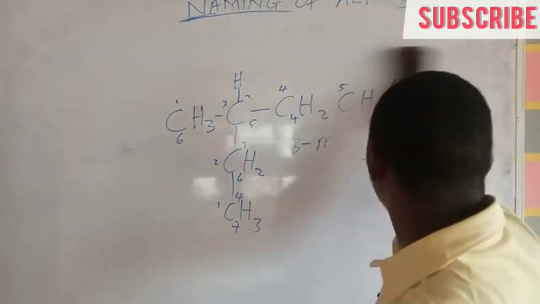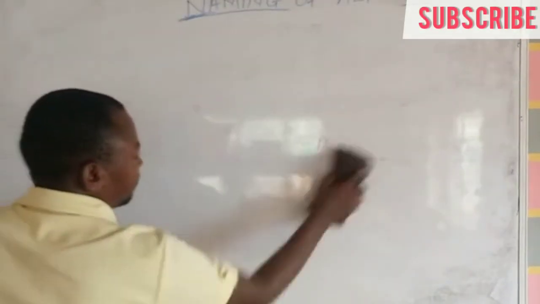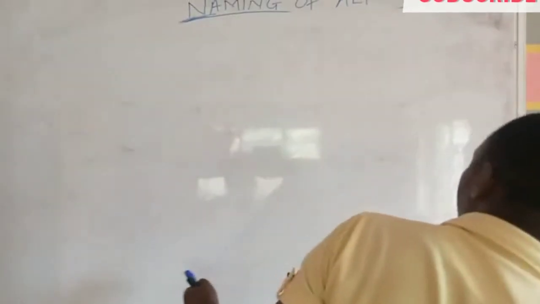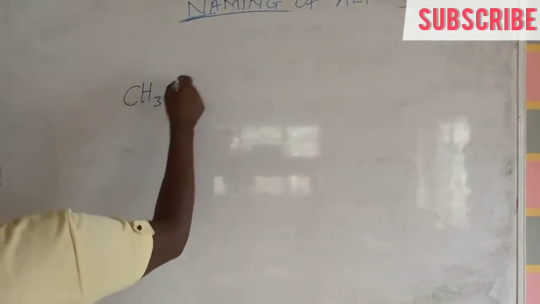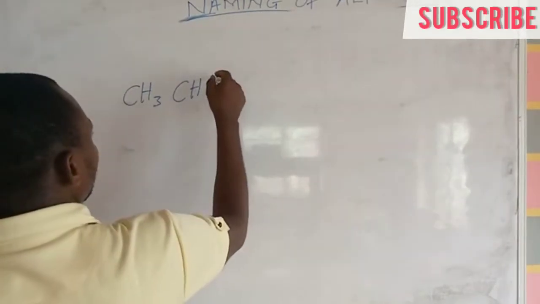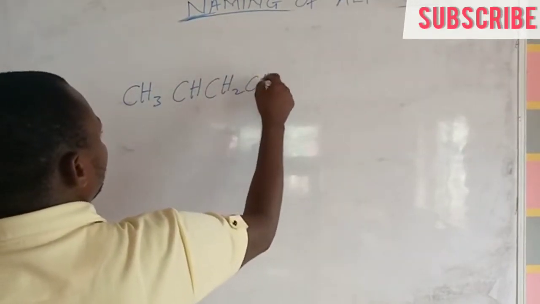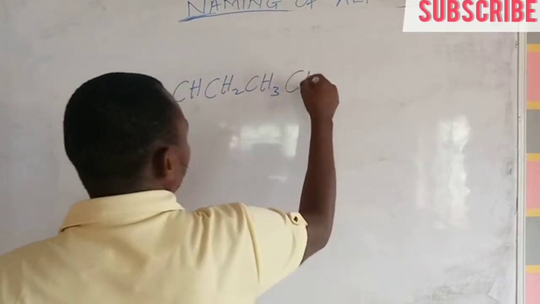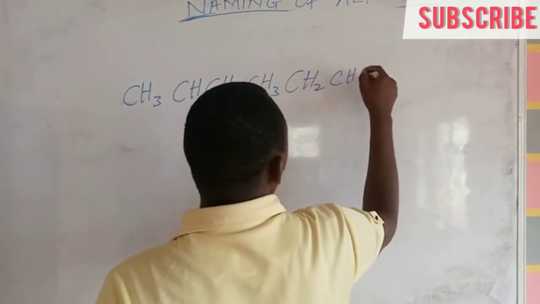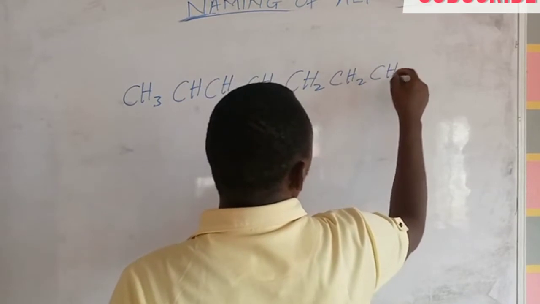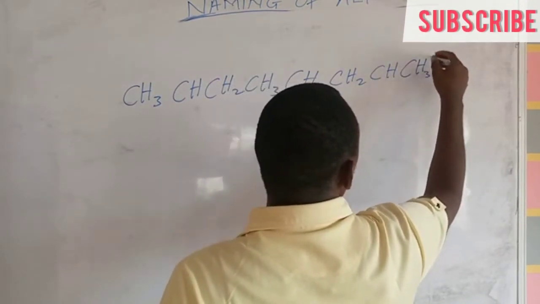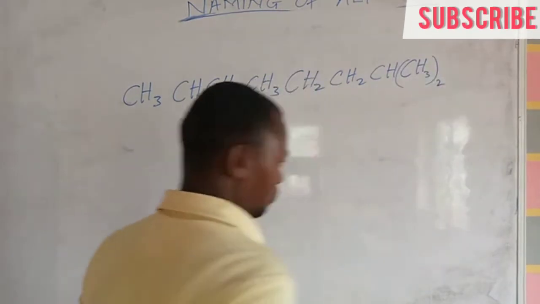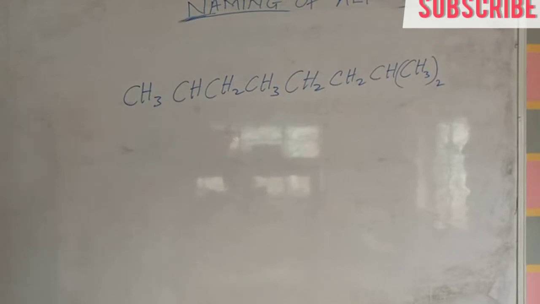So another question, that's question 3. Question 3. Let's assume we have CH3, CH, CH2, CH3, CH2, CH2, CH. You can have this kind of structure too.